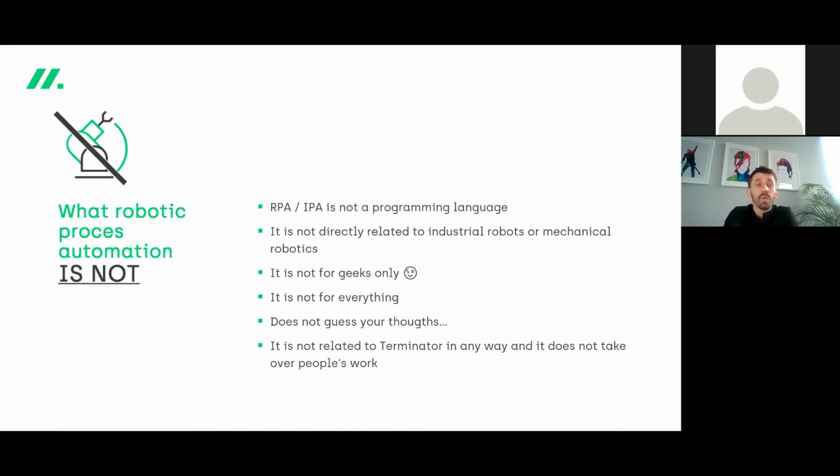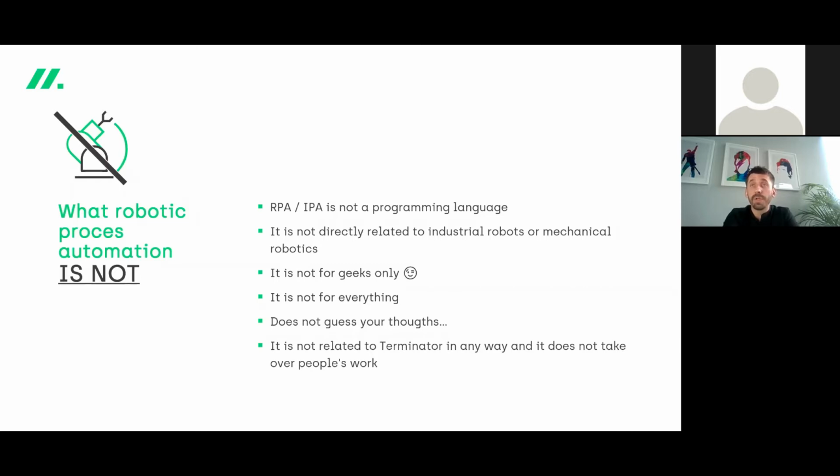The second thing, what robotic process automation is not. For sure, this is not a programming language, and our robots are not directly related to industrial robots or mechanical robots. And this technology, for sure, is not only for geeks. Quite often, some business users with only a small technical background are also able to build their own robots.